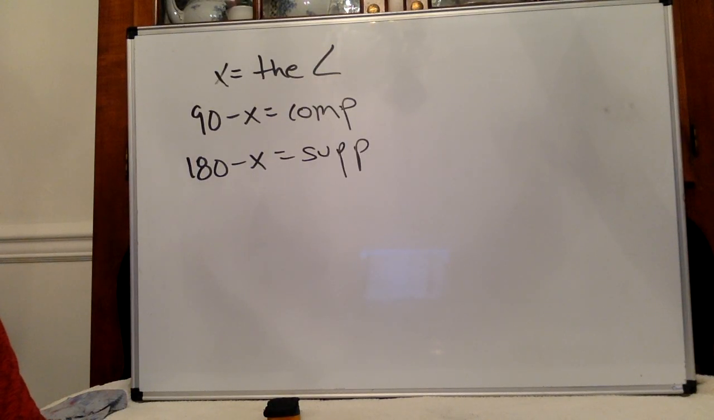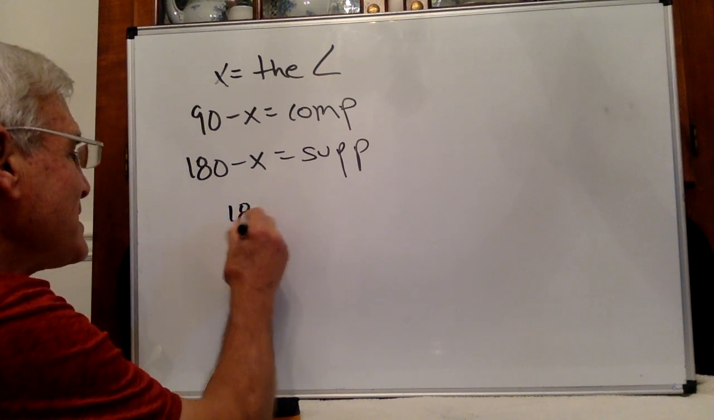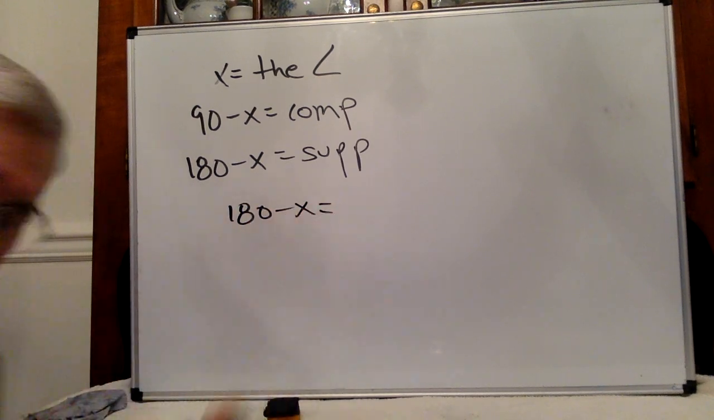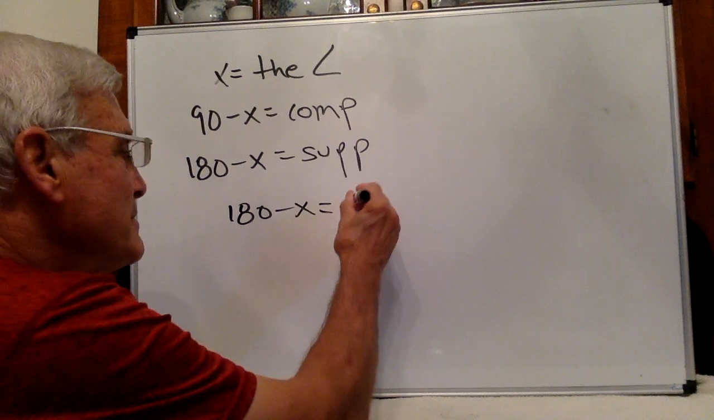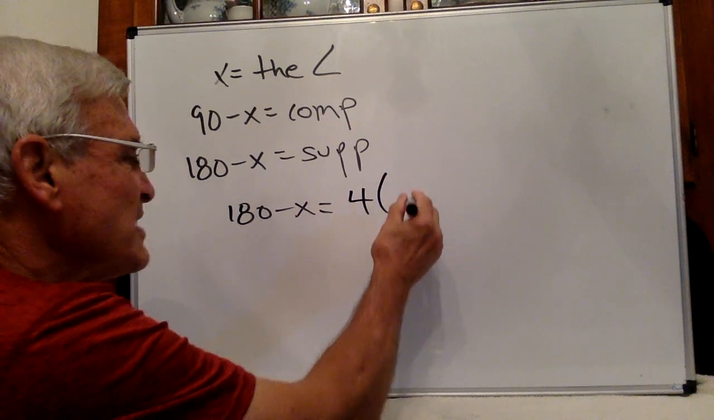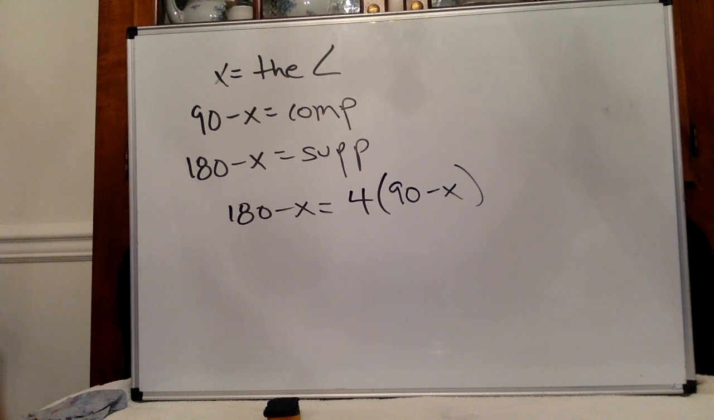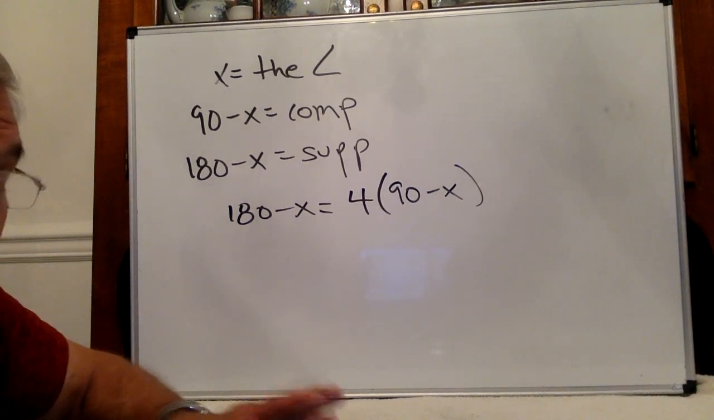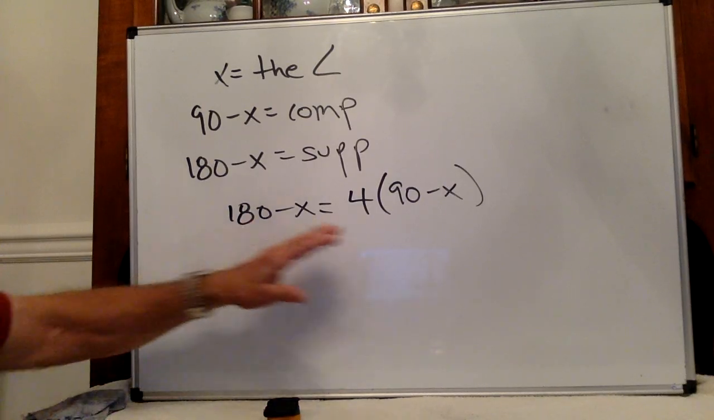It said the supplement of the angle, 180 minus x, is equal to 4 times the complement. Now be careful, put it in parentheses. It's 4 times the whole quantity, 90 minus x. There's your equation in one variable. Again, you could have done this in two variables. It makes it much more complicated, I think. This is a pretty straightforward problem now.